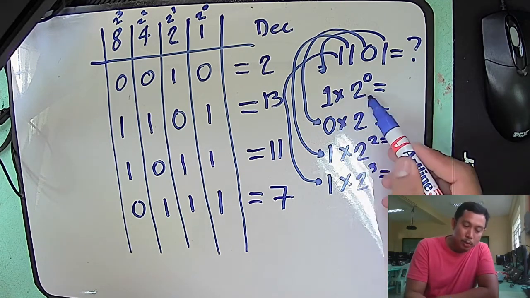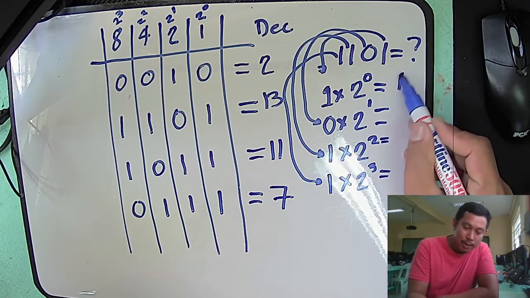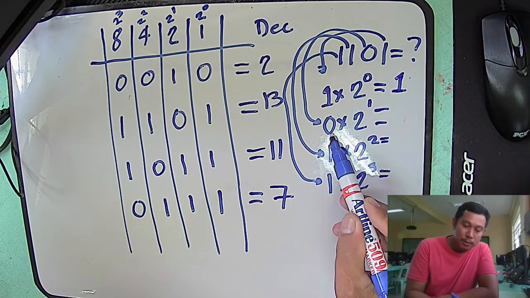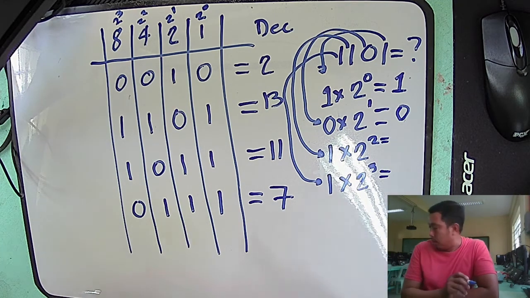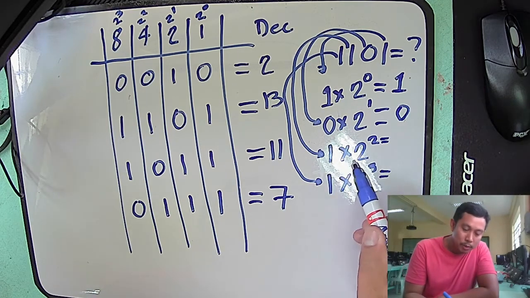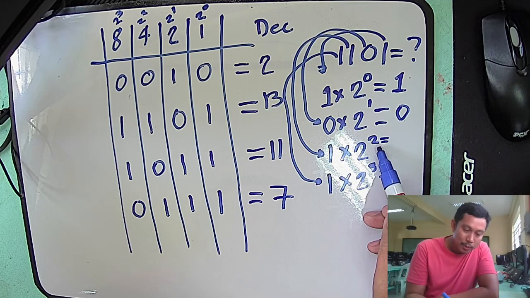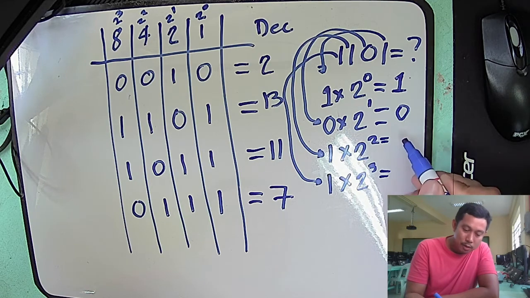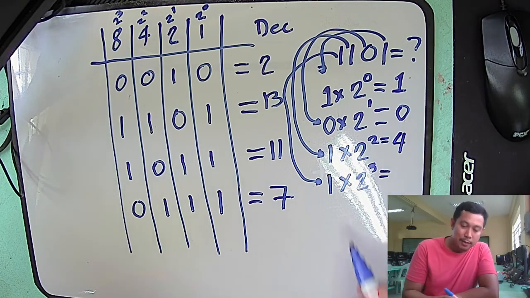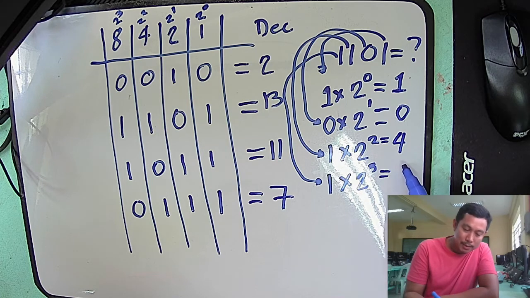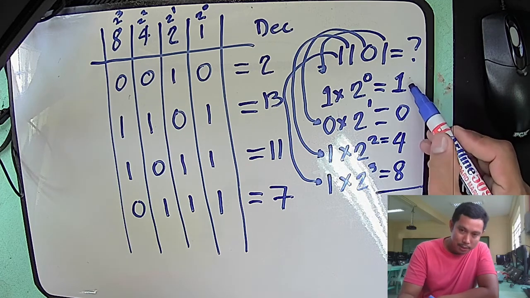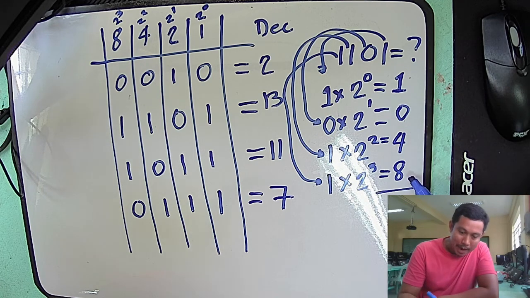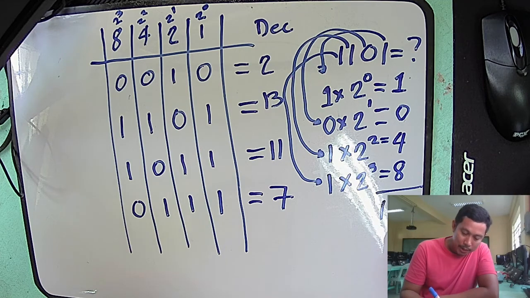2 to the 1 times 2 to the power of 0, that is 1. What about 0? That is already 0, because any number multiplied by 0 is 0. Now, 1 times 2 to the power of 2, that is 4, right? And this one is 2 to the power of 3, that is 8. Now, we're going to add all of those things. 1 plus 4, 5, plus 8, we have 13, base 10.